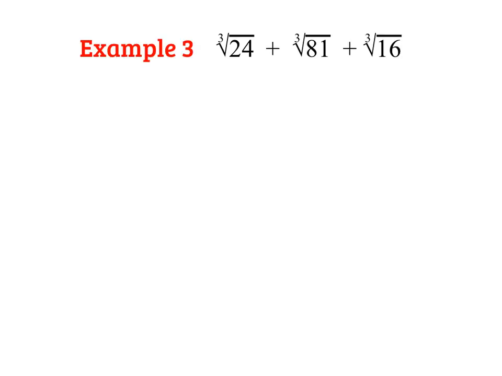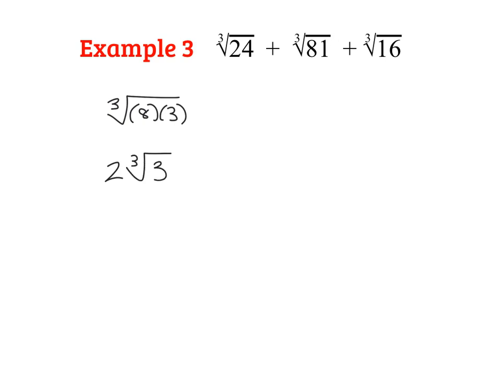All right, let's try one example together. So we're going to start with the first step, which we just talked about, which would be to simplify all three of these radical expressions before we combine them. So let's start with cube root of 24. I can rewrite it as cube root of 8 times 3. We know that the cube root of 8 is 2, so it becomes 2 times the cube root of 3.